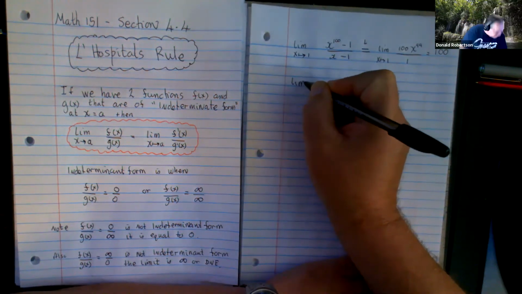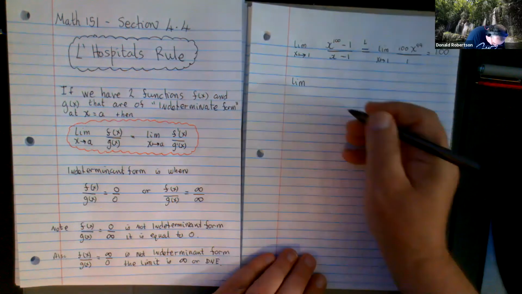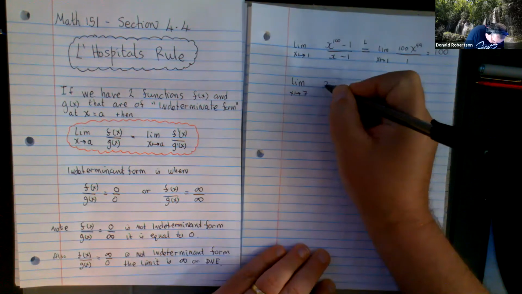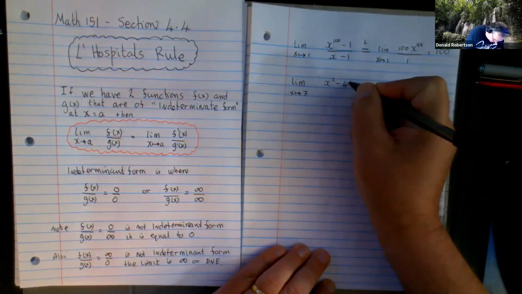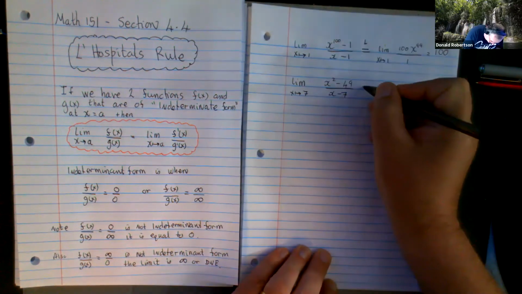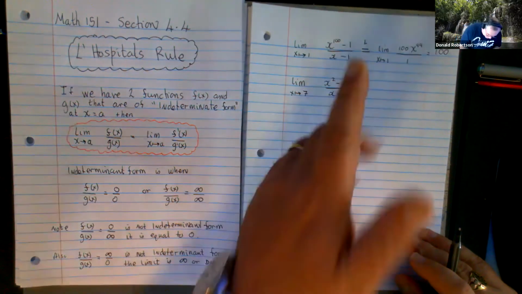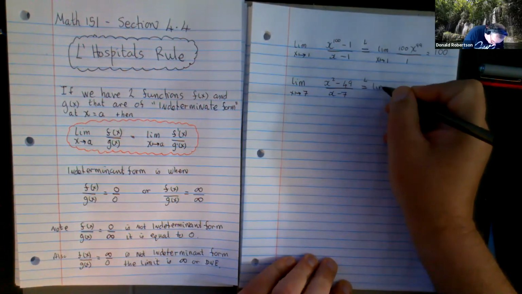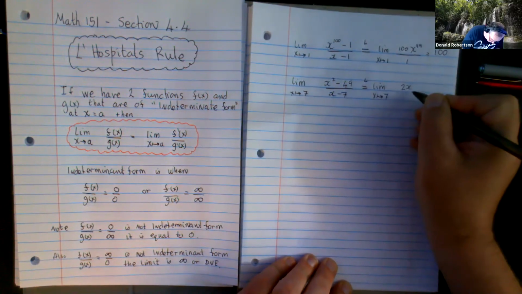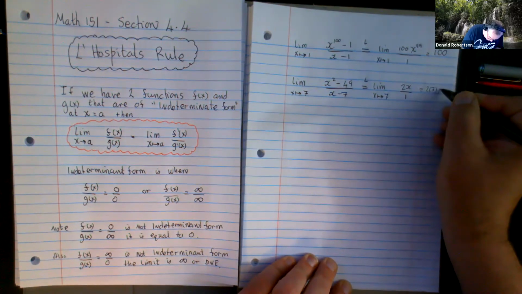Show you another one. Let's pick the limit as x tends to 7 of x squared take away 49 over x take away 7. Just doing a quick check. Yep, 0, 0. It's indeterminate form. If we use L'Hopital on it, you get 2x for the top one, you get 1 for the bottom, 2 times 7, and the limit is 14.